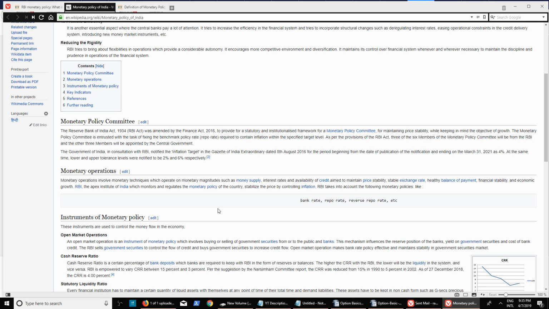So basically, the Monetary Policy Committee of RBI, based on the 1934 RBI Act, was amended by Finance Act 2016 to provide for a statutory and institutionalized framework for a committee, and so the Government of India, in consultation with RBI, notified the inflation target in the Gazette. Sorry, I think this is not so important as such.